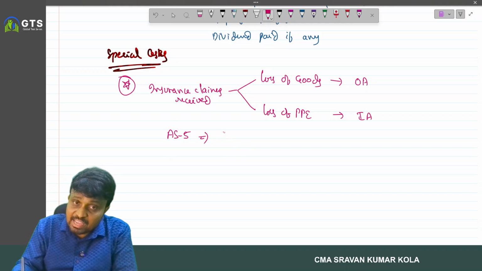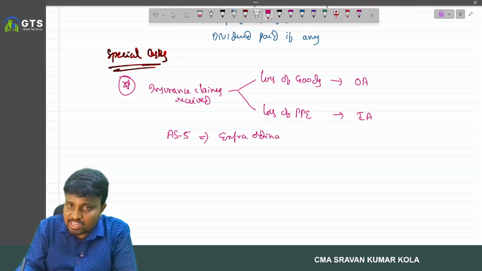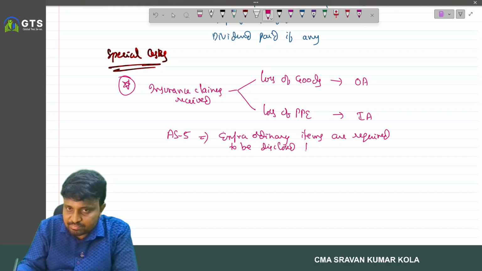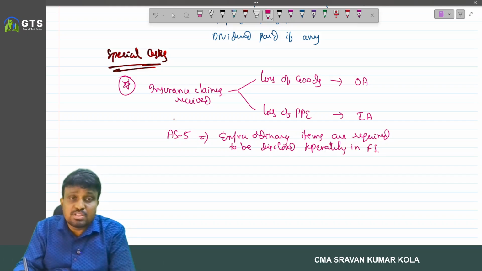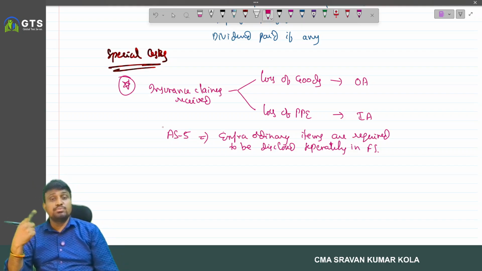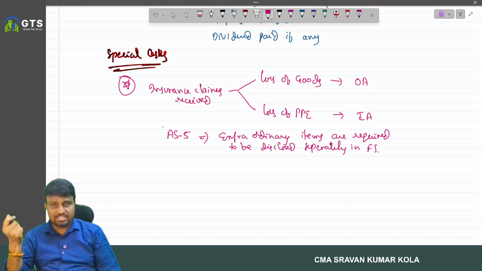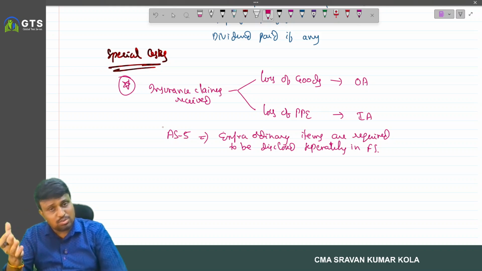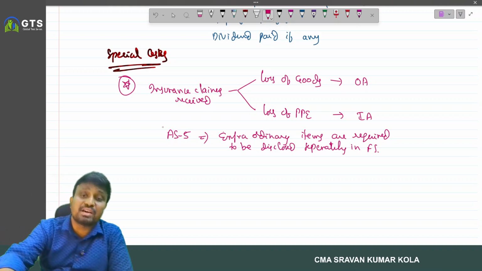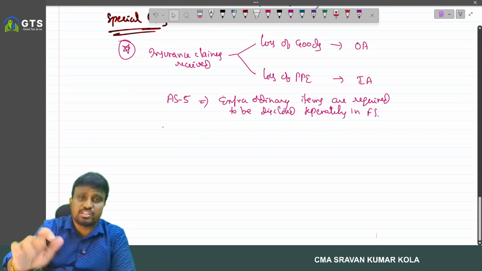And as per AS5, extraordinary items, if any, are required to be disclosed separately in the financial statements. So insurance claims received, if any, in relation to loss of goods or loss of PPE due to a fire accident are always covered under extraordinary items and are required to be shown separately, even in the cash flow statement also.